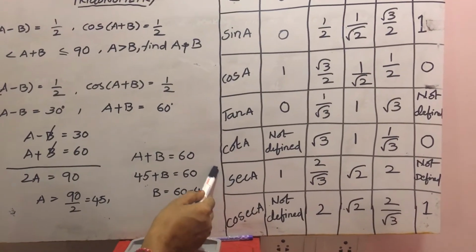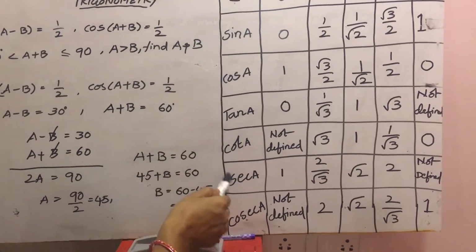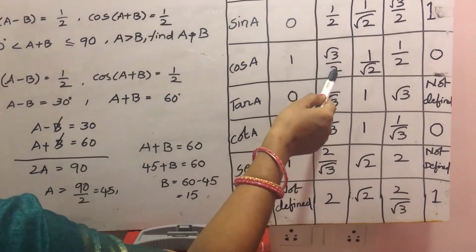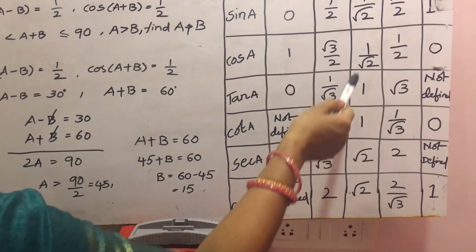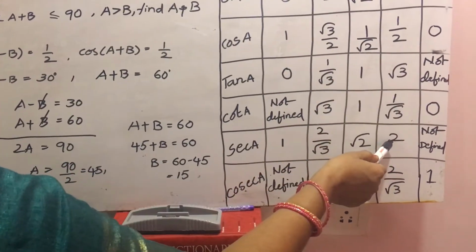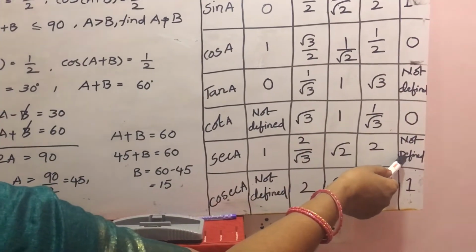And we know the reciprocal function of cos a is sec a. 1 by 1 is 1, 1 by root 3 by 2 is 2 by root 3, 1 by 1 by root 2 is root 2, 1 by 1 by 2 is 2, 1 by 0 is not defined.